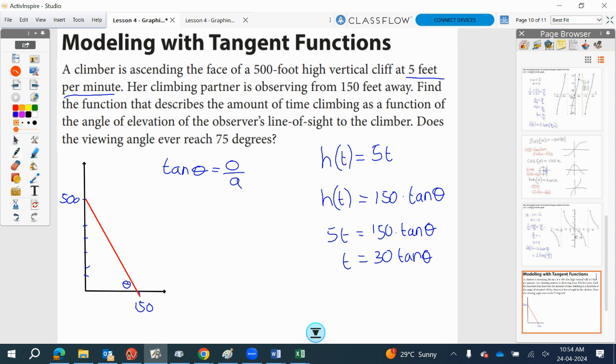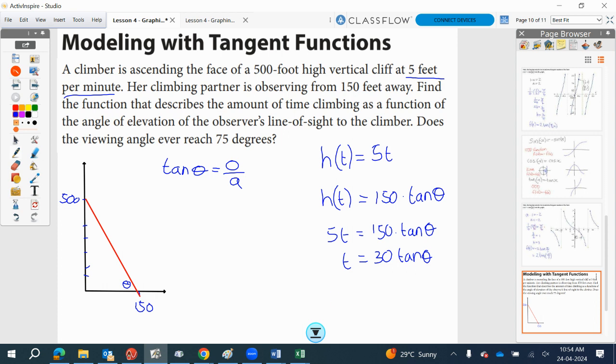Can't quite work out the domain yet. The domain is going to be from 0 up to something. So the angle to begin with is going to be 0, but the domain will have a maximum. What will the maximum be? He's going to stop climbing when he gets to 500 feet.